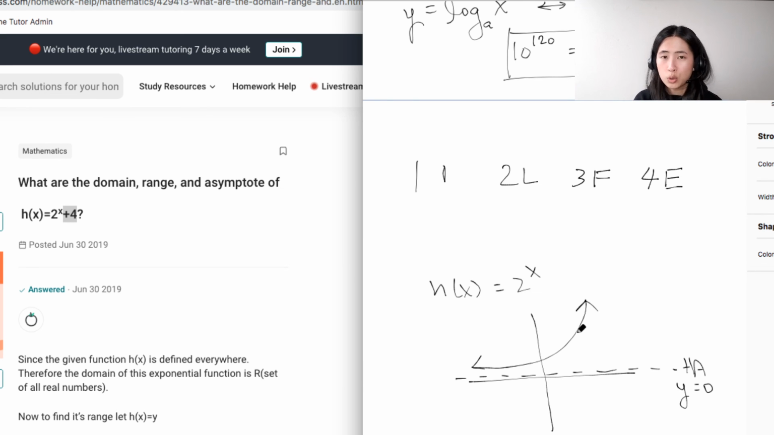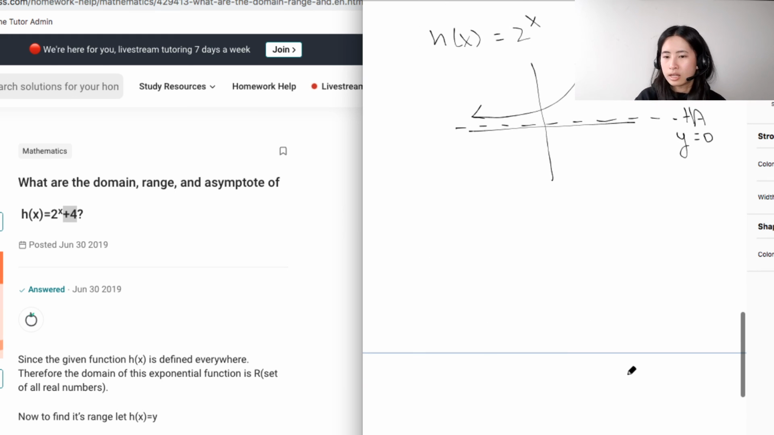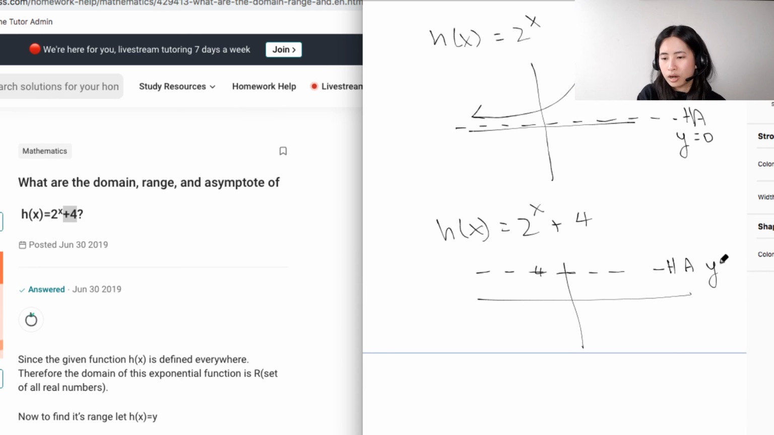However, because you have 2 raised to the power of x and you have that plus 4, that plus 4 actually translates your function up by 4 units. So for h of x equals 2 raised to the power of x plus 4, now you're going to start at 4. So you actually do have a horizontal asymptote at y equals 4. So maybe I can extend our y-axis. So yeah, this is now your function.